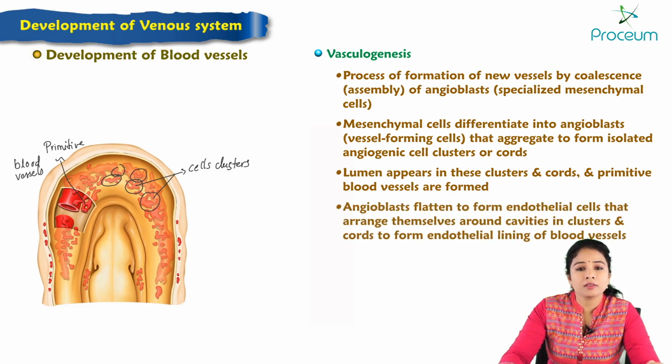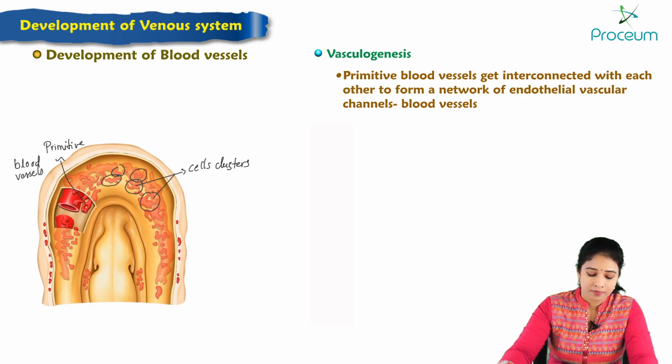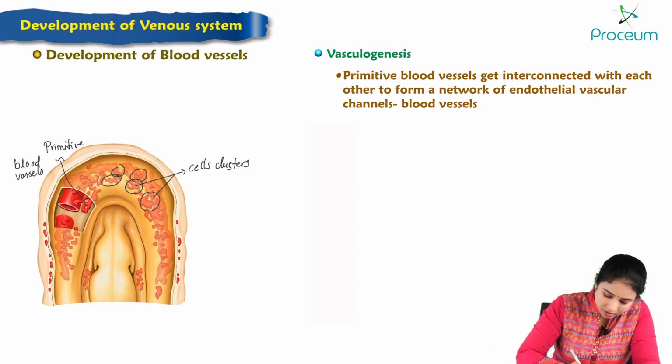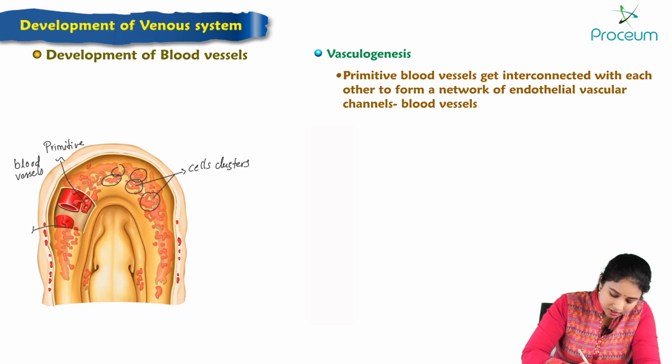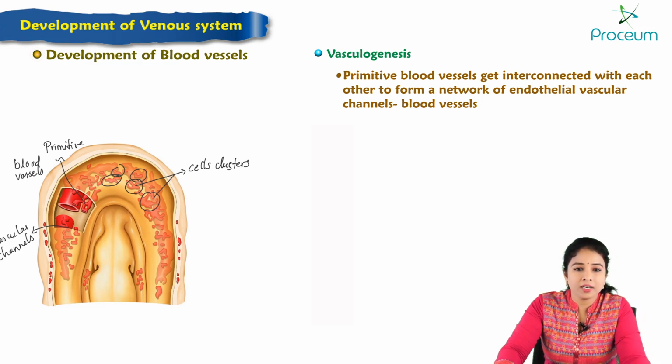So the angioblasts later flatten to form endothelial cells that arrange themselves around the cavities in the clusters and cords to form the endothelial lining of the blood vessels. The primitive blood vessels get interconnected with each other to form a network of endothelial vascular channels. So we can see the interconnections forming endothelial vascular channels, which are termed as blood vessels.